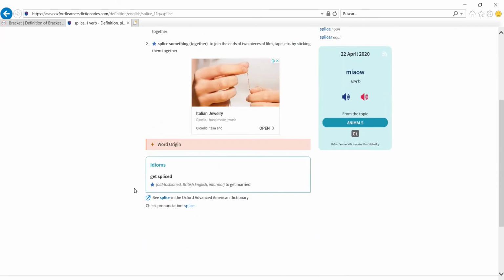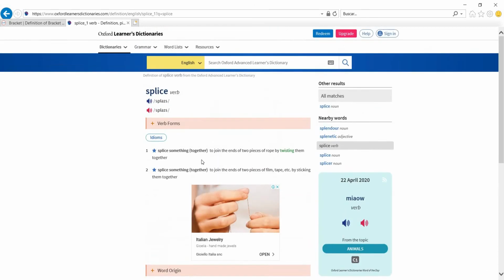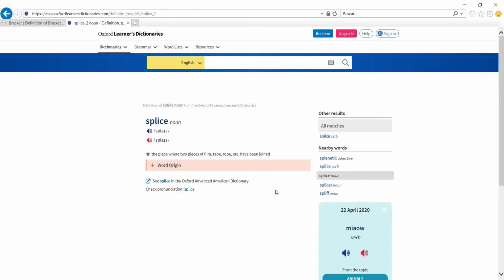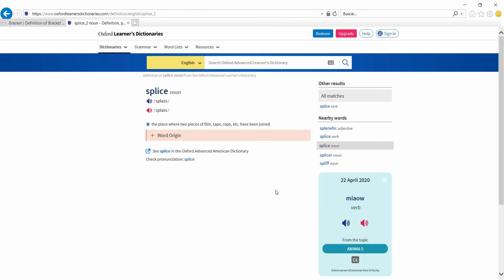Sorry, let me see. Get spliced. Oh, to get spliced means to get married. I didn't know that. Let's see if there's another definition. No, there isn't. So, as a comma splice would be, and in this case I am following Newhart's rules, the Handbook of Style for Writers and Editors by Oxford.